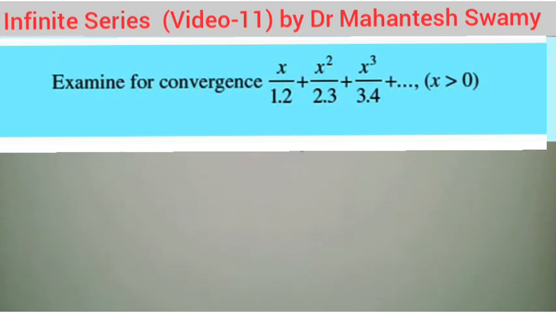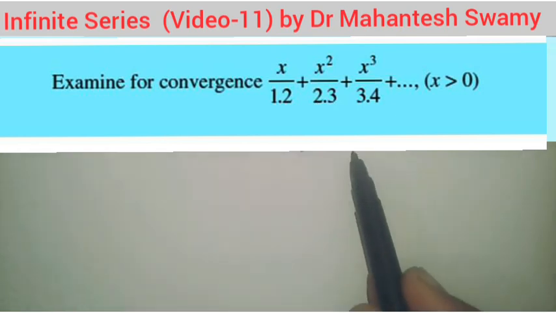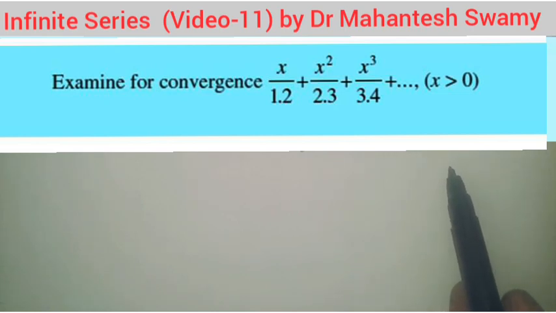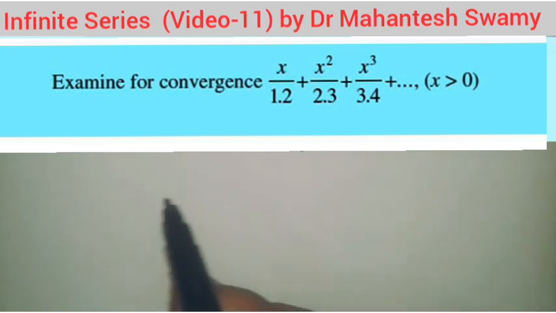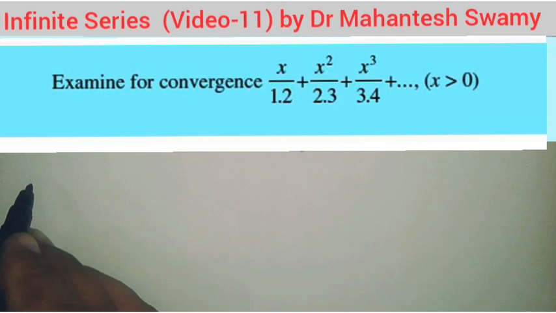Let us consider the next example on a ratio test. Here we have to examine the convergence of x divided by 1 into 2 plus x square divided by 2 into 3 plus x cube divided by 3 into 4 plus dot dot dot, and the condition is given that x is greater than 0.